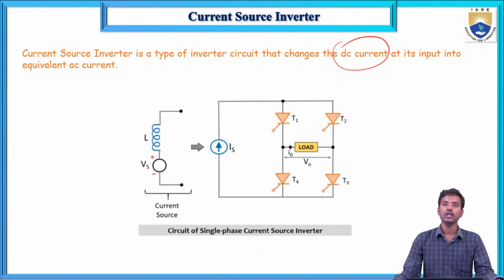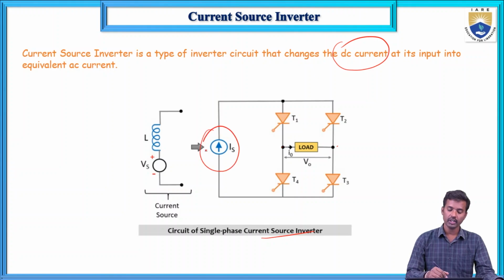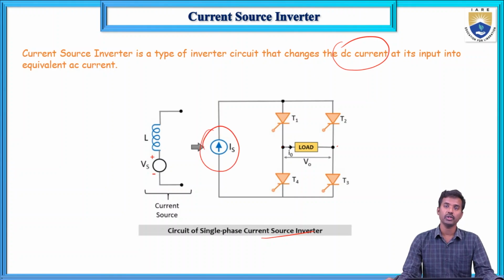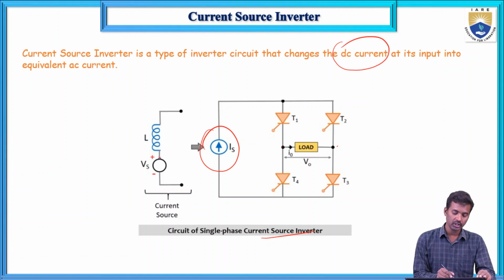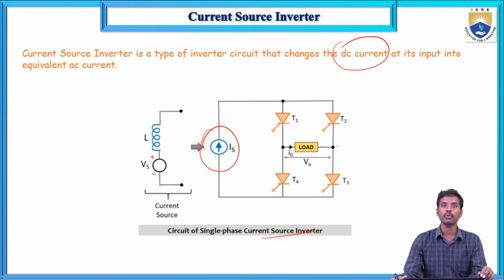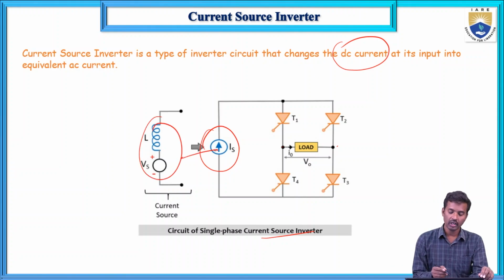Now this is the current source inverter diagram, the single phase current source inverter circuit diagram. Here T1, T3, T2 and T4, and a load is connected between these two terminals. Here is a current source. In the previous case, the voltage source inverter, we had a voltage source, but here we are attaching a current source in parallel with an inductor. We know the inductor property: an inductor does not allow sudden changes in current. So a voltage source in series with the inductor indicates the current source.